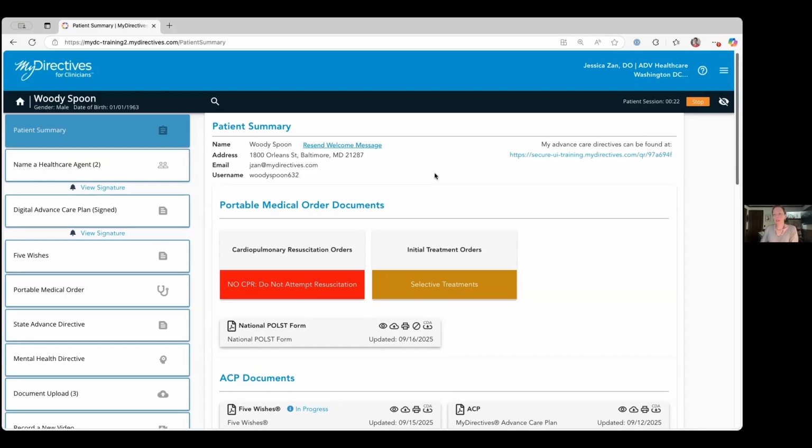Where I've landed right now is the place that you land if you're in an EHR integrated experience. So if I was in Epic today and I was going to talk to Woody, I would go to Woody's Epic chart. I would open MyDirectives from there, and it opens to Woody's page based on the technology that Mike has so gloriously designed. And I want to point out a couple of things about this.